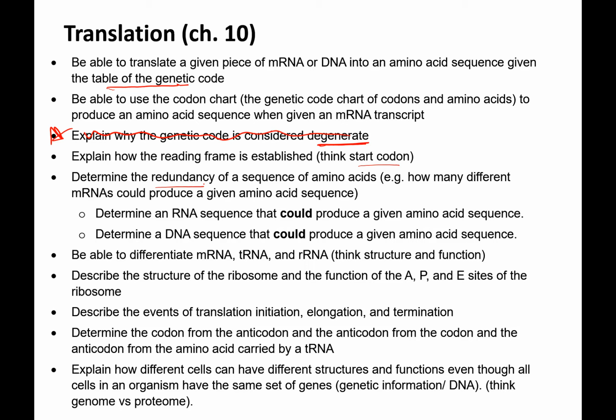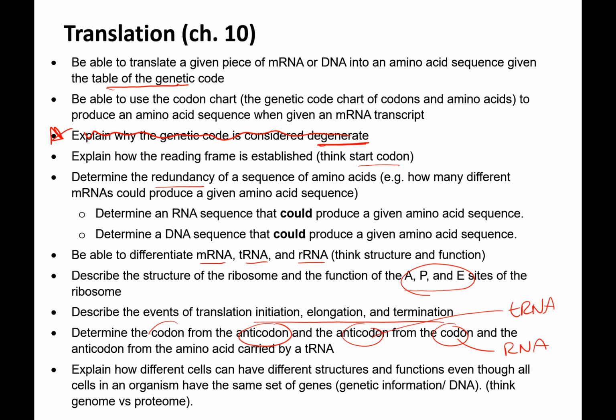Know the difference between your mRNA, your tRNA, and your ribosomal RNA. You've got the ribosome structure and the function of the E, P, and A sites. We've talked about translation: initiation, elongation, and termination. Be able to figure out codon and anticodon. Given it either way, anticodon to codon. Anticodon is always on the tRNA. Codon is always on the mRNA.